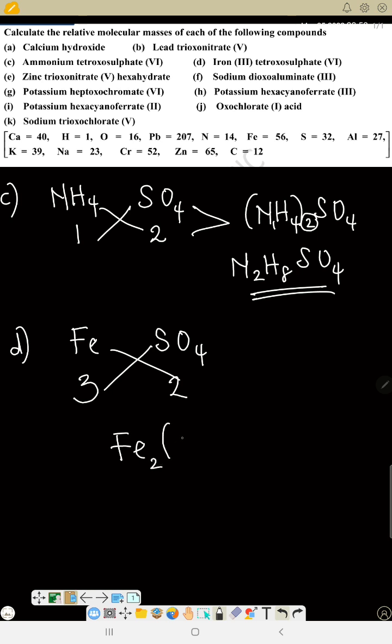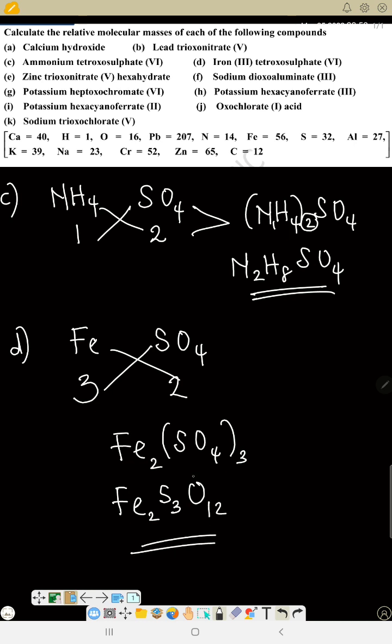Fe2(SO4)3. So now this 3 is affecting everything inside. So you have Fe2S3O12. So this is iron 3 tetraoxosulfate 6.